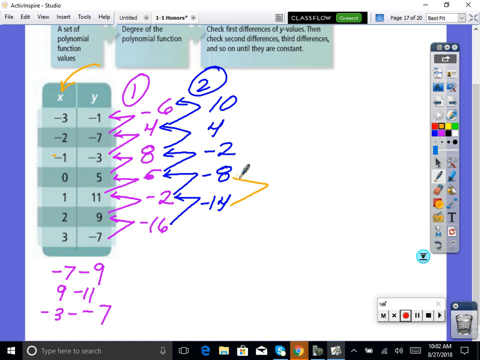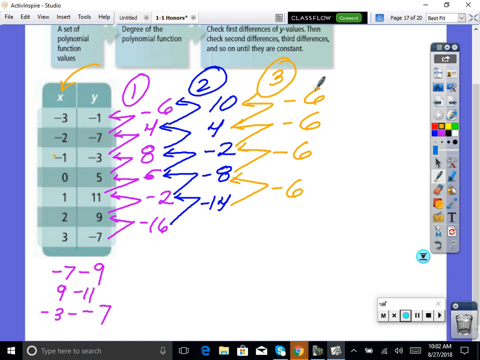Negative 14 minus negative 8. Negative 8 minus negative 2. Better keep going though. Negative 2 minus 4. 4 minus 10. Okay, so the third time we took differences, it's the same value. So this would be cubic. The negative 6 has nothing to do with it. It's just that it's the same value. So it's cubic or degree 3. Make sense?